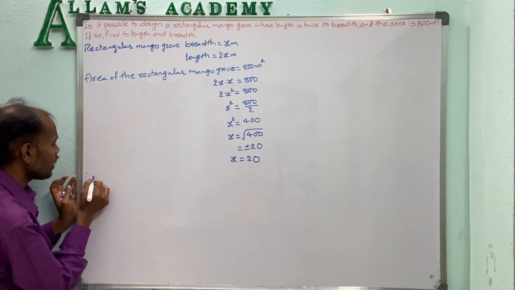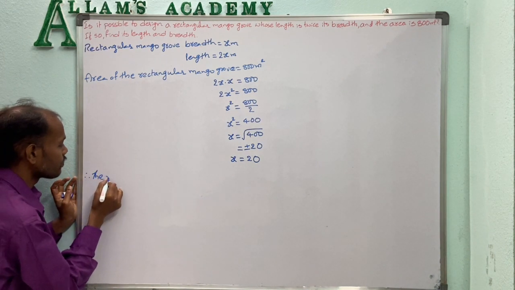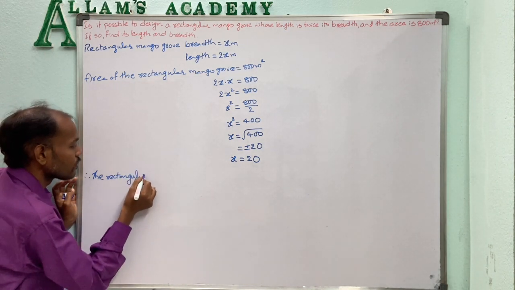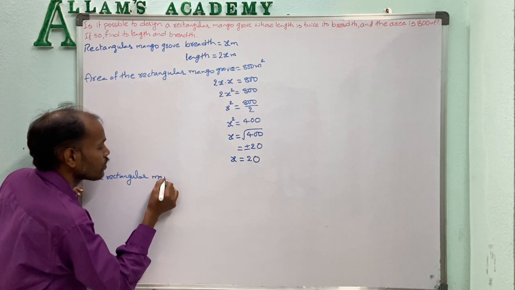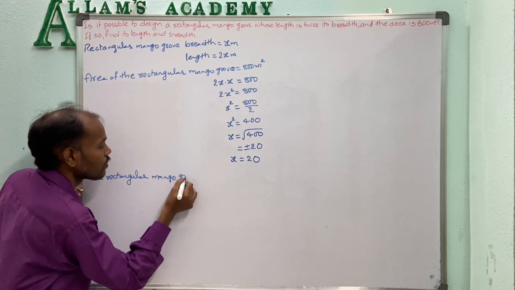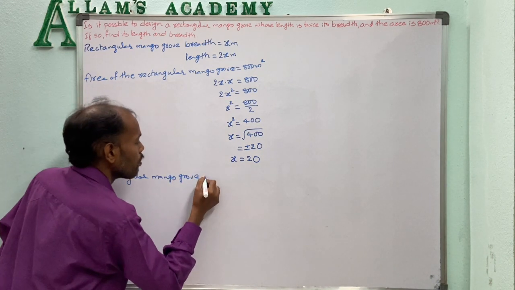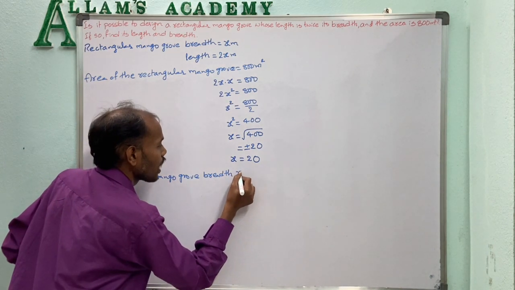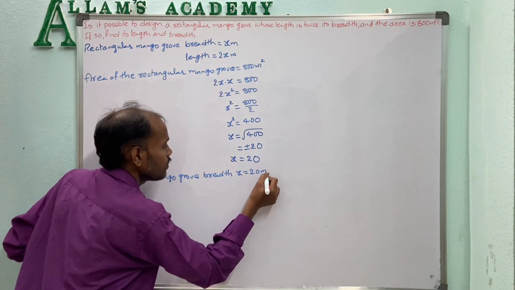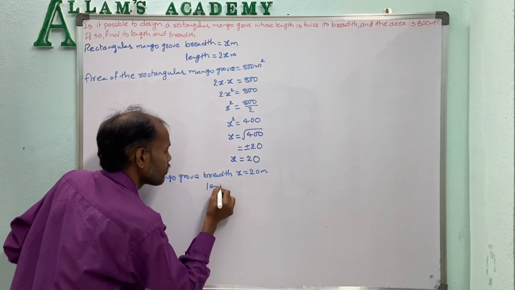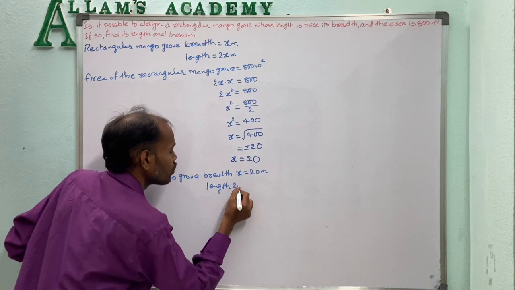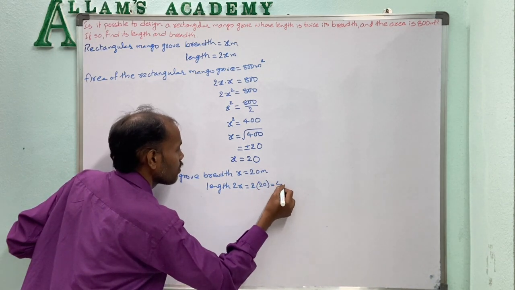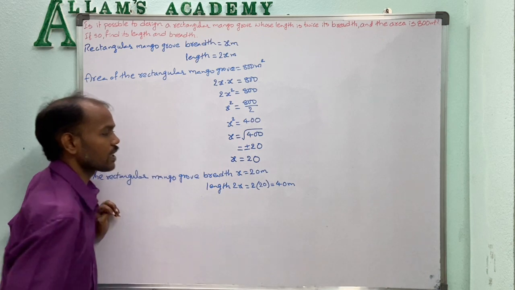Therefore, the rectangular mango grove breadth x equal to 20 meters, length 2x equal to 2 into 20, that is nothing but 40 meters.